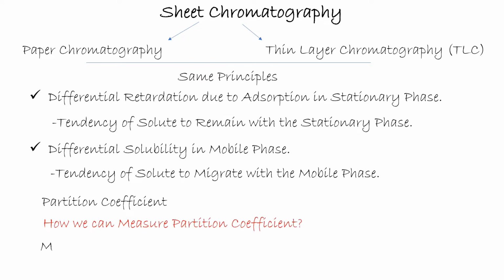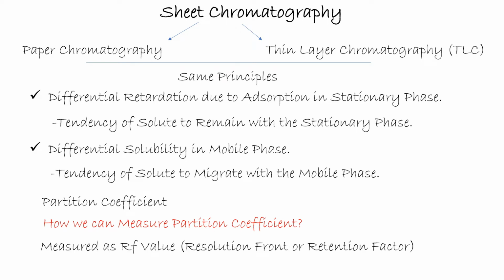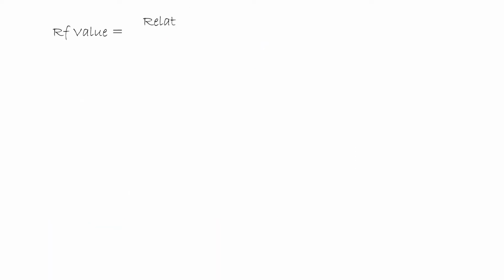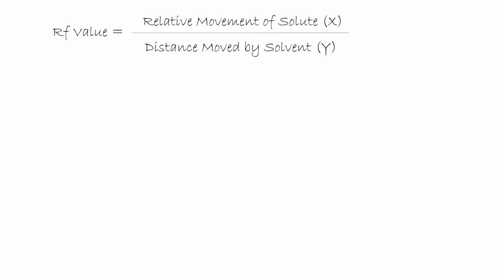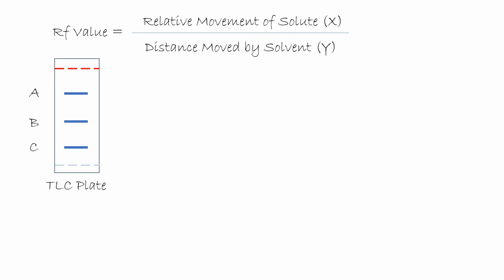Partition coefficient is measured in terms of RF value, which is known as retention factor. That could be more accurately defined as the relative movement of solute X against solvent front Y. This could be made clearer by considering an example. Suppose A, B and C move on a TLC plate and, depending upon the value of partition coefficient, that is, what is the tendency of solute to get adsorbed on stationary phase and their solubility in mobile phase.